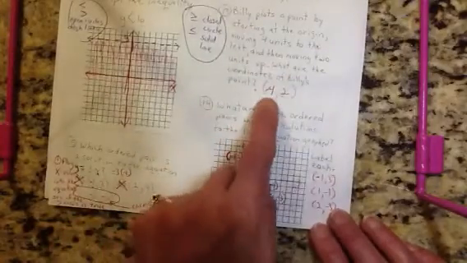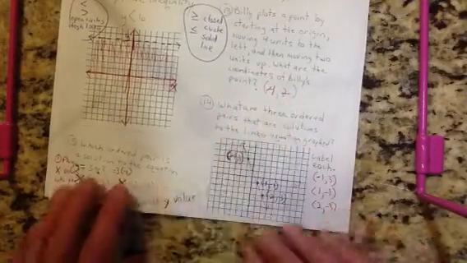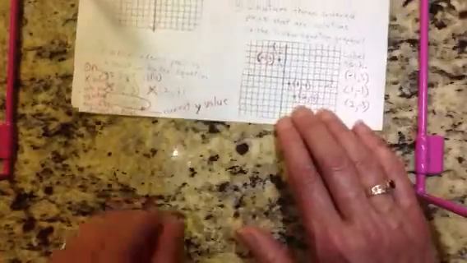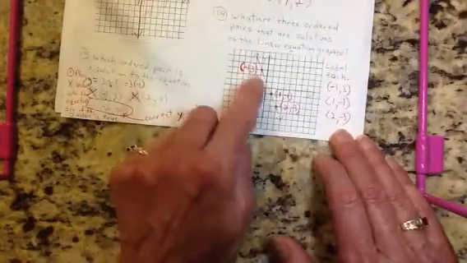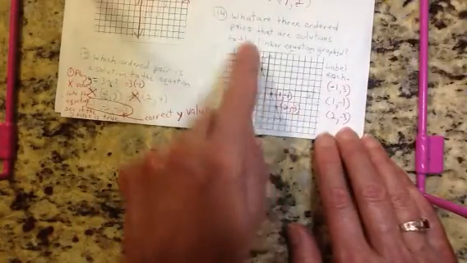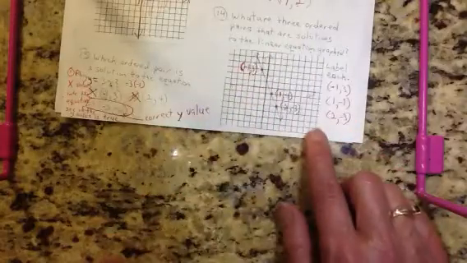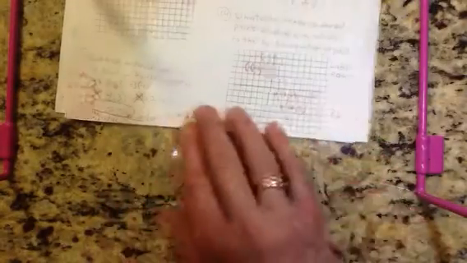Billy plots points. It's negative 4, 2. And then 14, I'm just labeling 3 points here. What are 3 ordered pairs that are solutions? Anything on the line is a solution.